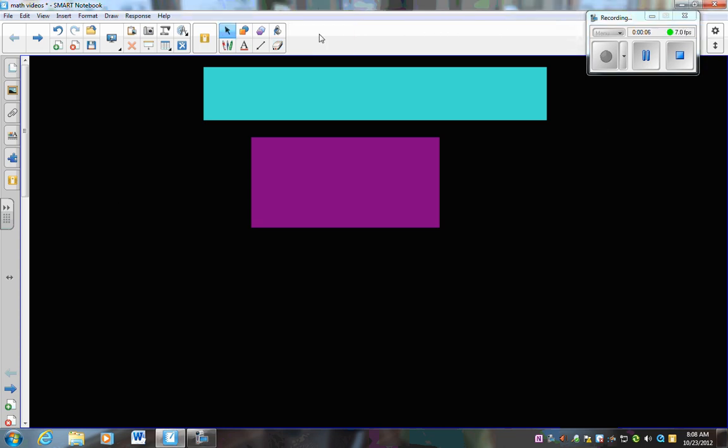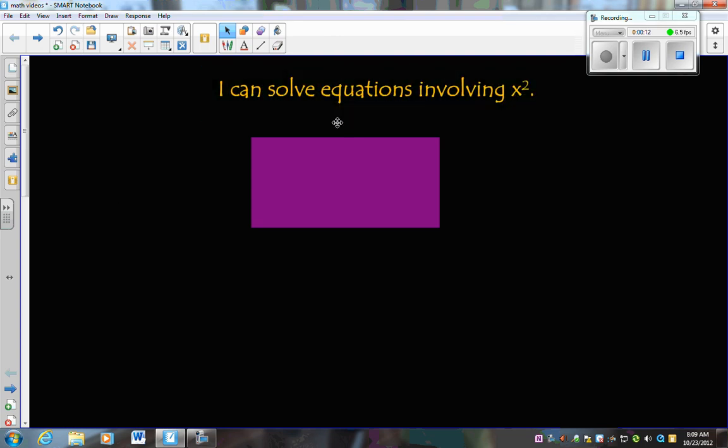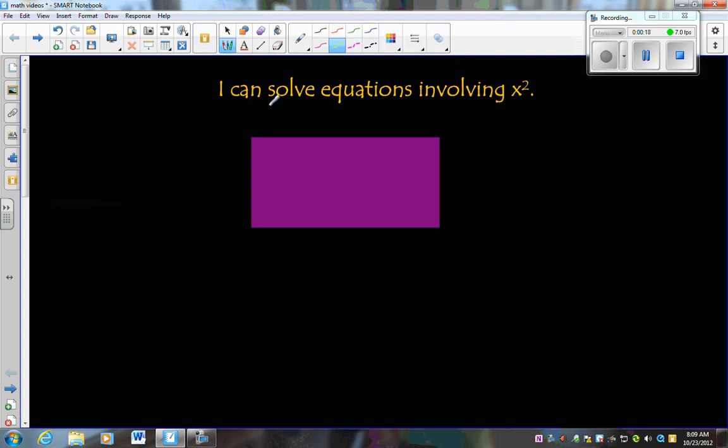Let's take a look at what our learning target for today is. Our learning target for today is I can solve equations involving x squared. So let's take a look and break apart that learning target. Solving equations, that's something we've been doing for a long time. But the kicker is this time our variable can be to the second power. And so we're going to take a look at how those types of equations differ.